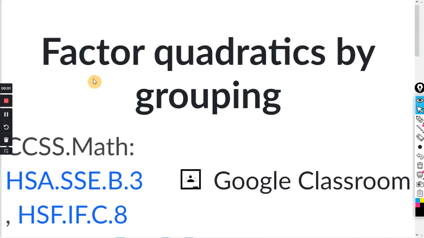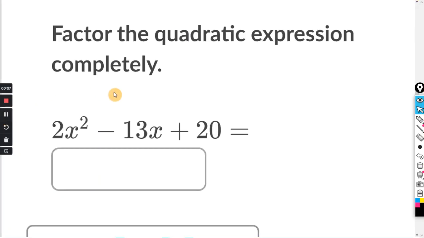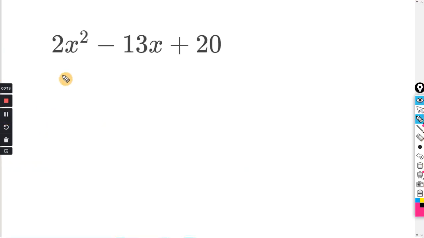This will be for the exercise, factor quadratics by grouping. So for all of these, the instructions will be to factor the quadratic expression. These quadratics are in the form of ax squared plus bx plus c. Okay, and a, b, and c are the coefficients.